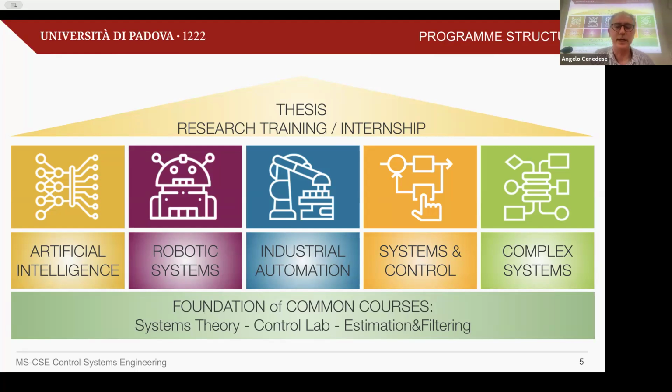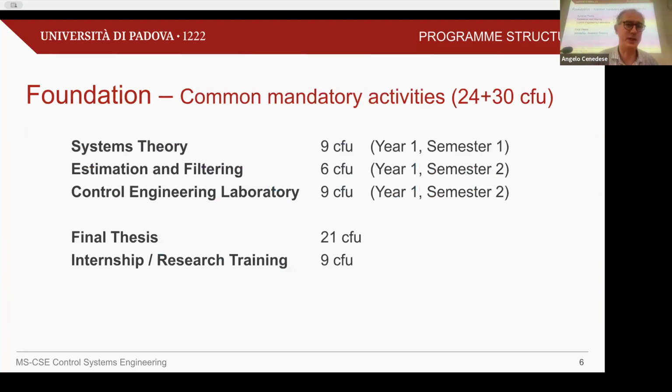So let's proceed with the description of the different curricula. Well, no, let's start with the foundational courses and mandatory activities. I told you that we have these 3 courses: system theory, estimation and filtering, and control engineering laboratory, that are all during the first year. First semester, you will have this course that is basically the foundational course for all our path. And then second semester, these other 2 courses. And as I just told you, final thesis and internship or research training.